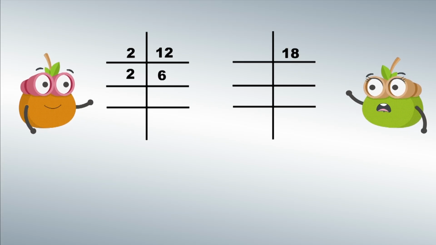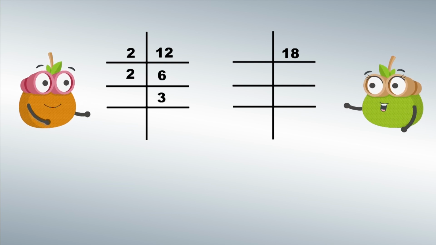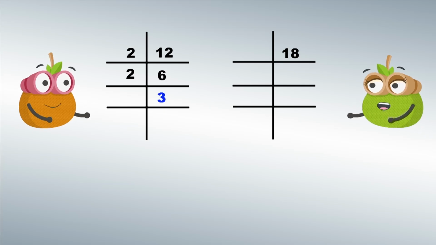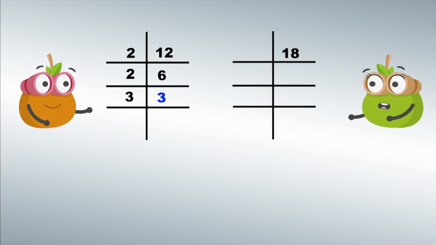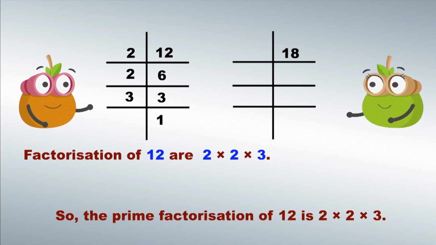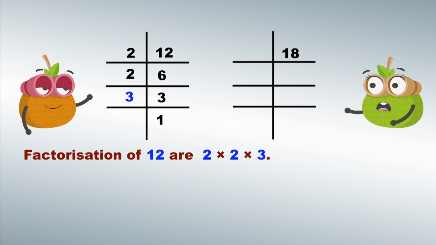Again, divide it by 2. 6 divided by 2 equals 3. We are left with 3. Now that 3 is already a prime number, we will write 1 below 3 as 3 divided by 3 equals 1. So the prime factorization of 12 is 2 multiply 2 multiply 3.